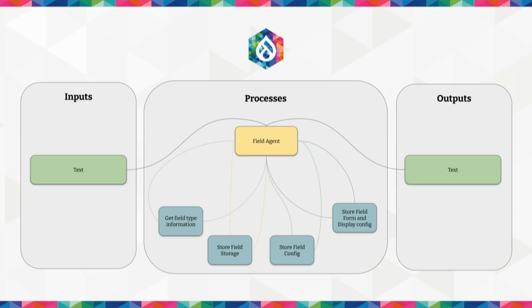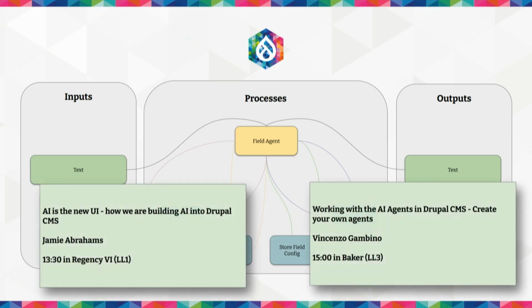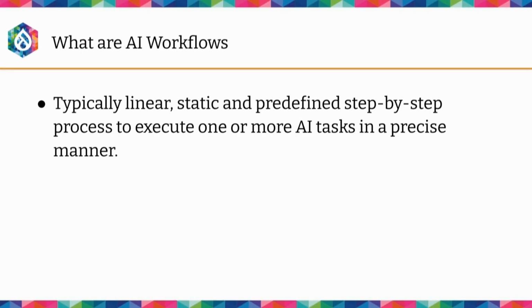So this is a graph of how an agent can look. You put in some text. In this case, the field agent loops over some of its tools and outputs its text with the results, hopefully solving whatever question you have. And if you want to know more about swarms, Jamie is going to talk about that at 1:30 today. If you want to know more about how to build your own agents, you can go to Vincenzo's talk at 3 o'clock today.